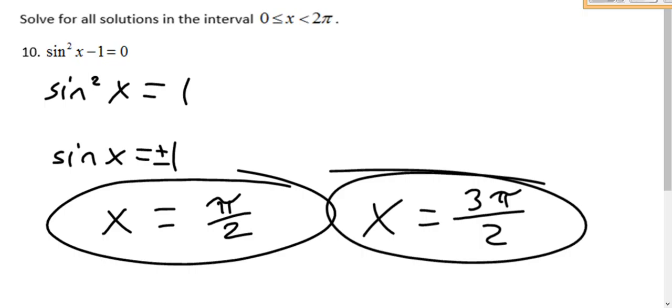If you did the Pythagorean identity and changed that to negative cosine squared, you'd get the same answers, because you look at when cosine equals 0, those 2 points, pi over 2 and 3 pi over 2.